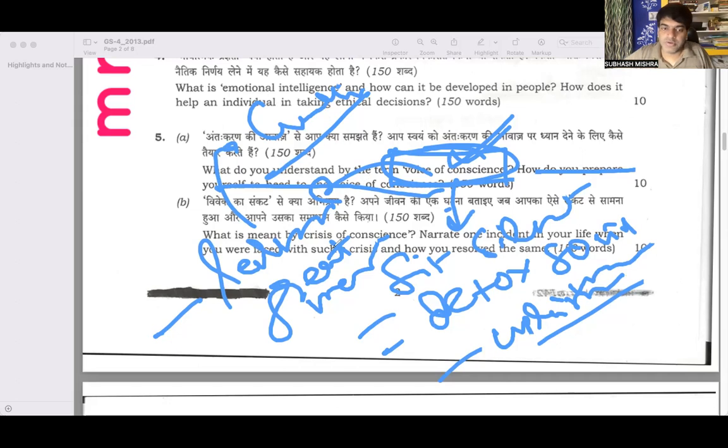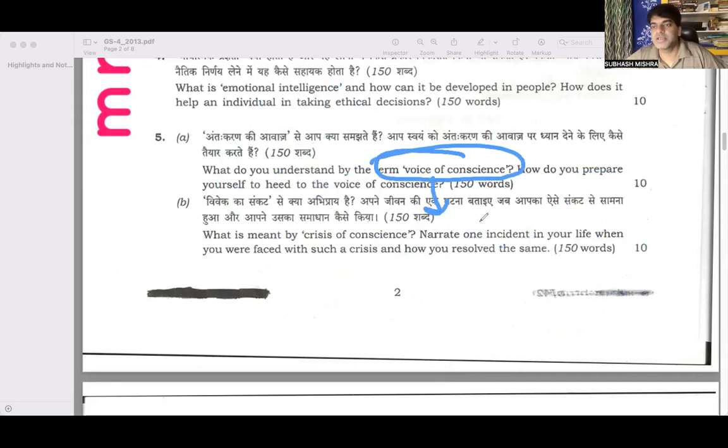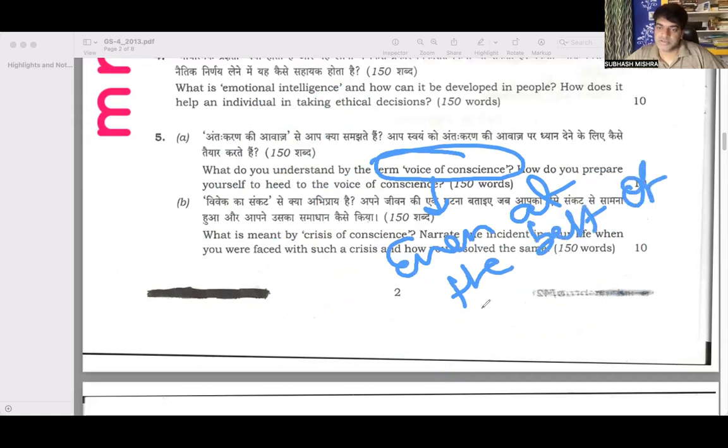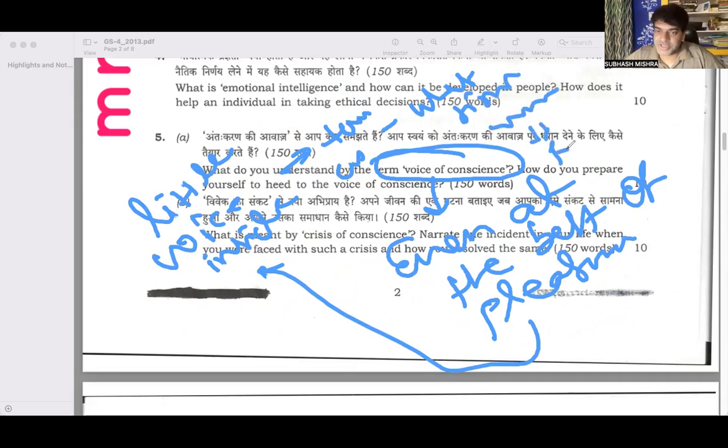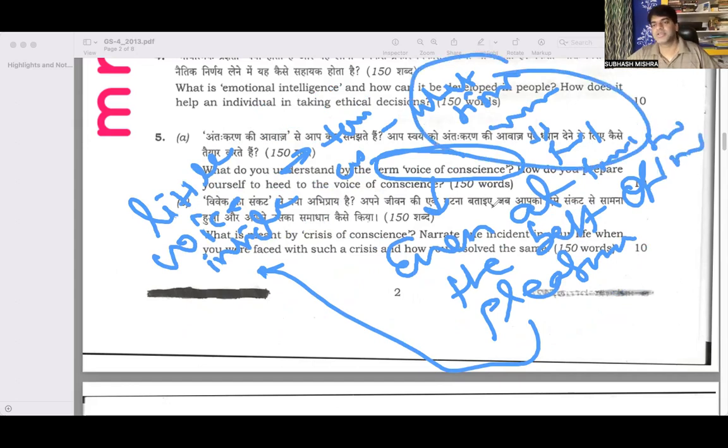Okay. So you can make ten kinds of points on voice of conscience, but you have to understand what it is. If you have to deliver it in one line, you can say that even at the best of pleasure, there is one little voice inside which tells us what is right and what is wrong for me, for my family, for society, for my nation.